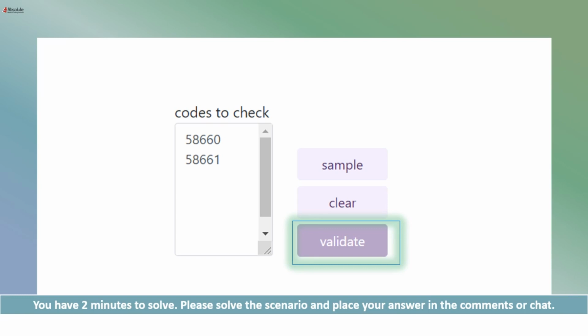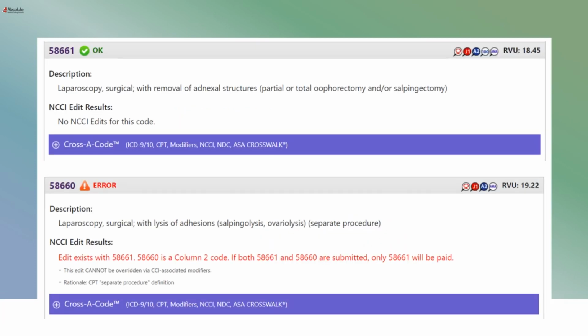All right, everyone. So we are getting ready to validate these codes. So I've placed them here: 58660, 58661. Do you have your answer? Do you have your predictions? Let's go ahead and validate. All right, so we're here on the validation tool, and 58661 is checking out. It is saying that this code is okay and there are no NCCI edits for this code. However, if we go down to 58660, it is bringing up an error message.